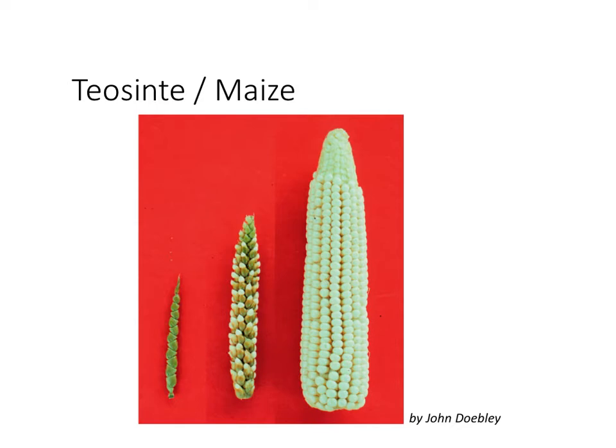Does this count as genetic modification? What's this a picture of? What's it a picture of the process of, from left to right? Selective breeding. This is the domestication of corn, maize.